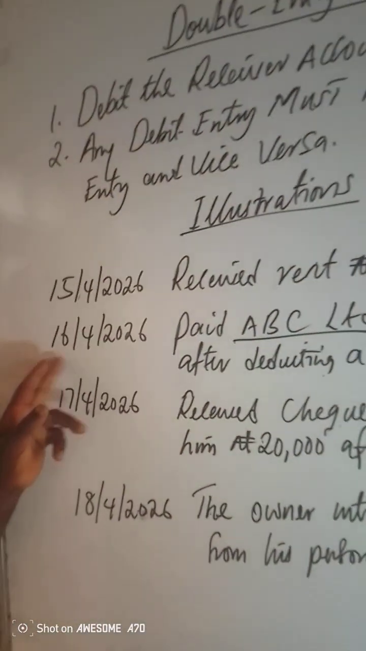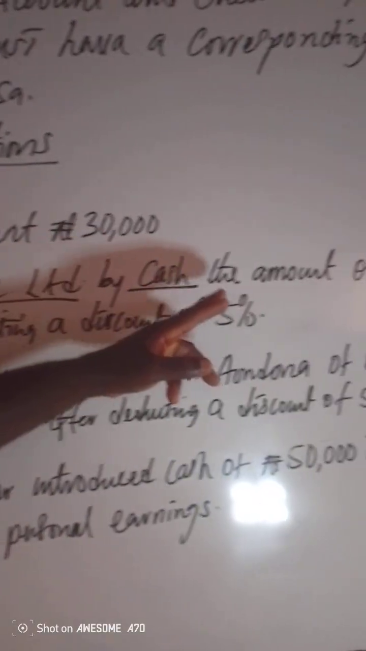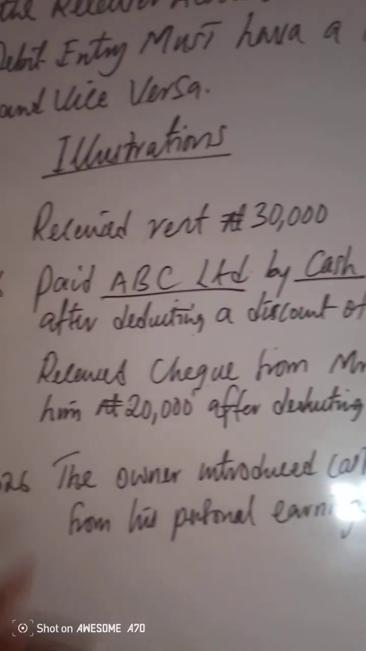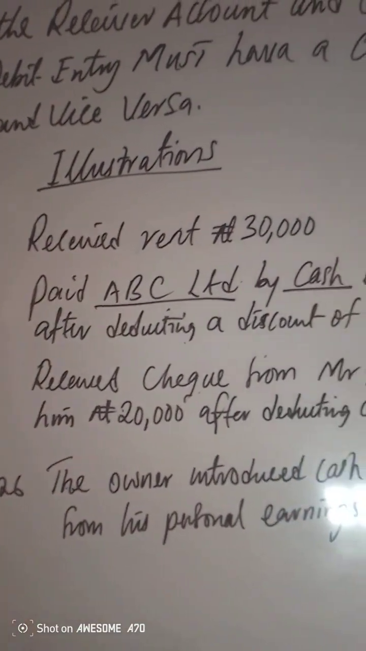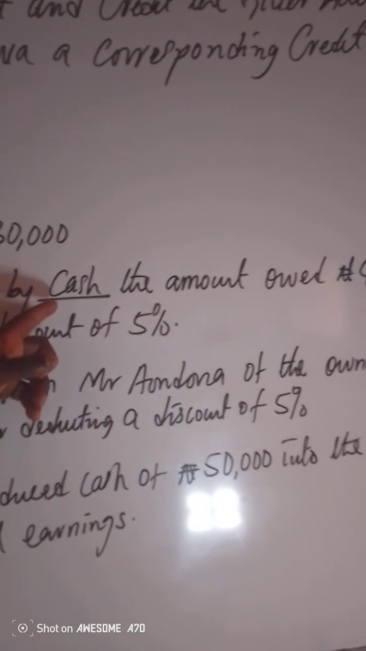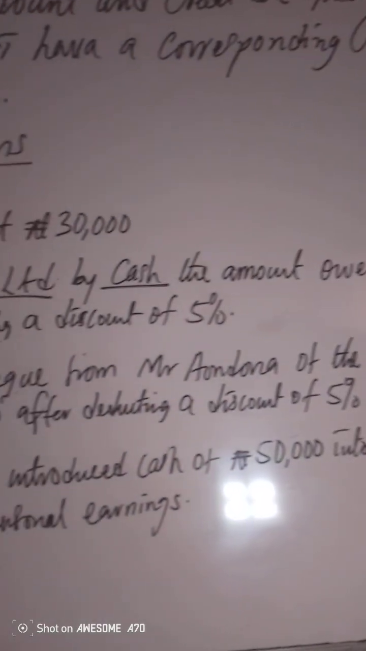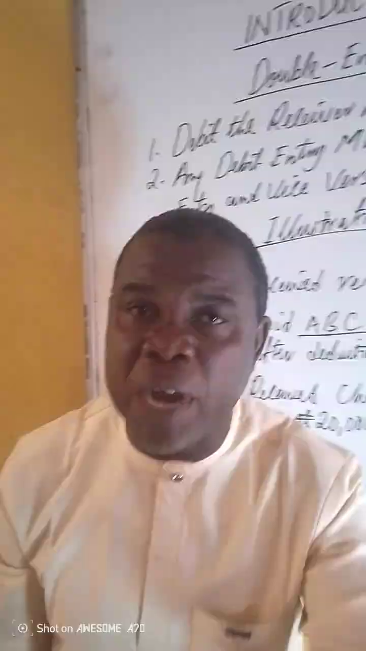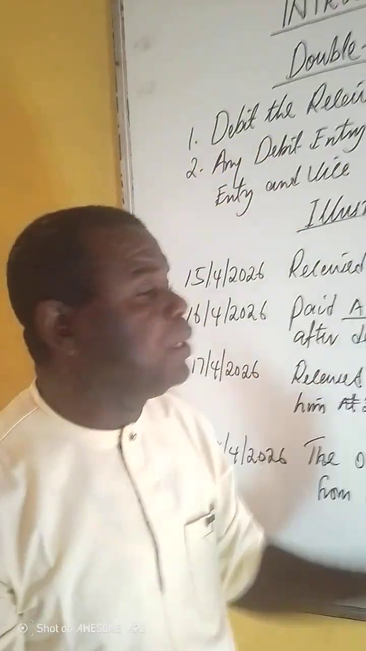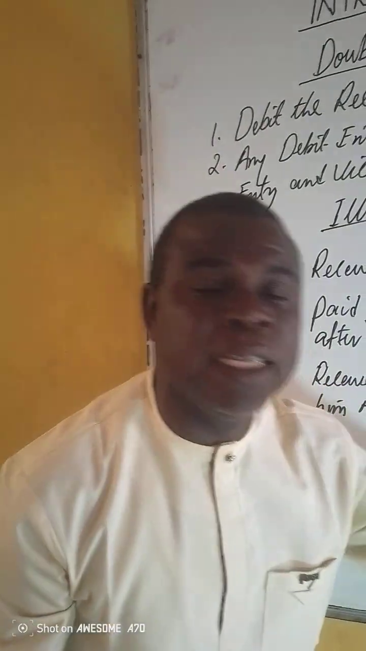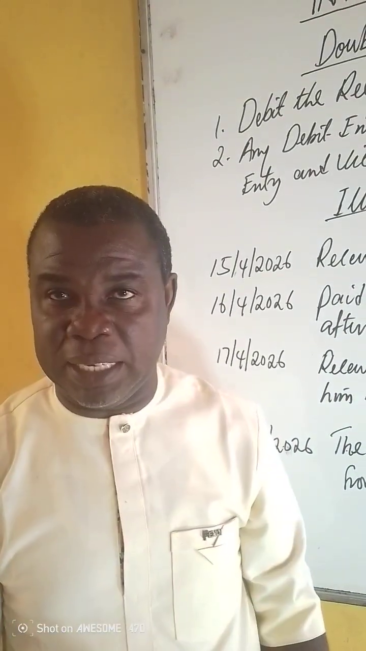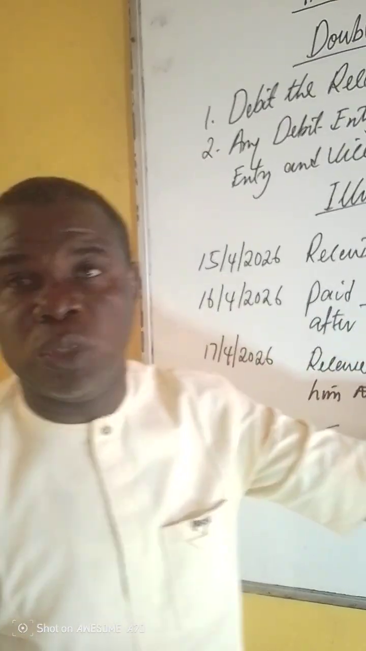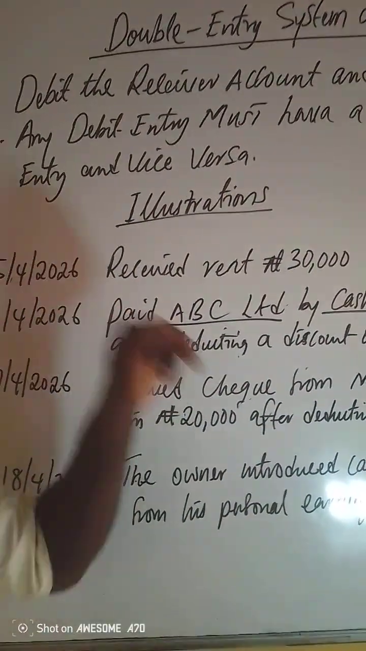On the 16th of April, paid ABC Limited by cash the amount owed, 40,000, after deducting a discount of 5%. In this case, you must determine the receiver account and the giver account. Here, the giver account is cash because the business is paying ABC Limited. You recall that in my previous video, the business purchased goods on credit from ABC. Now the business is paying ABC, and in the process of paying, the business receives a discount of 5%. So you must follow my previous video before you are able to appreciate why we are paying ABC today. And the amount of goods purchased on credit was 40,000.